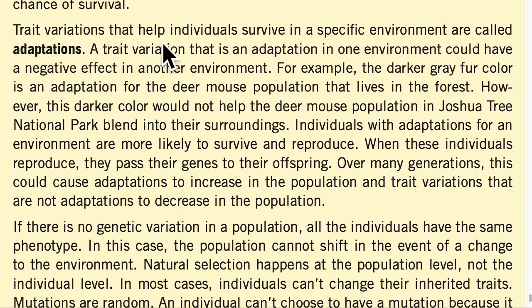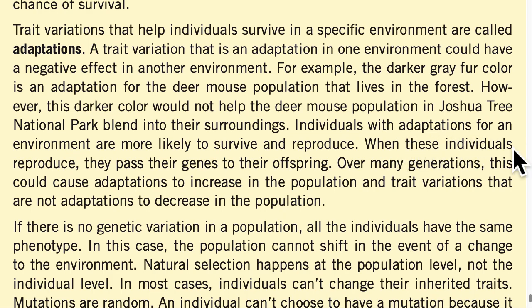Trait variations that help individuals survive in a specific environment are called adaptations. A trait variation that is an adaptation in one environment could have a negative effect in another environment. For example, the darker gray fur color is an adaptation for the deer mouse population that lives in the forest. However, this darker color would not help the deer mouse population in Joshua Tree National Park blend into their surroundings.